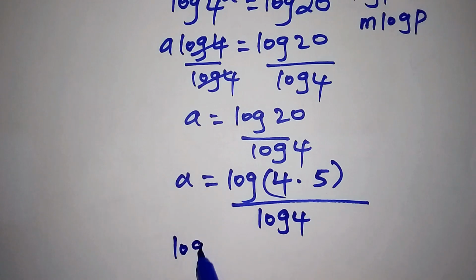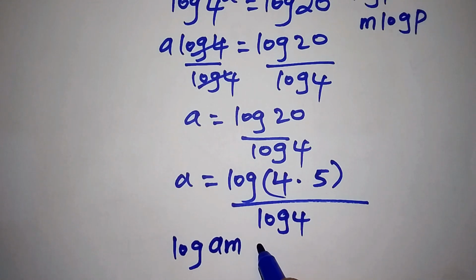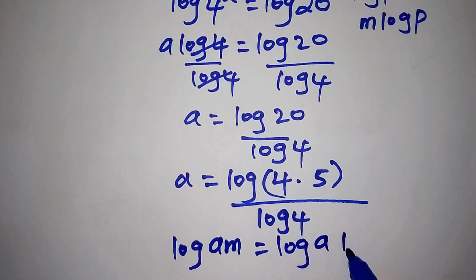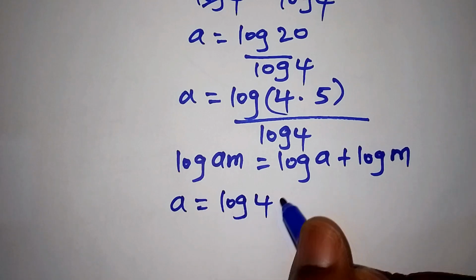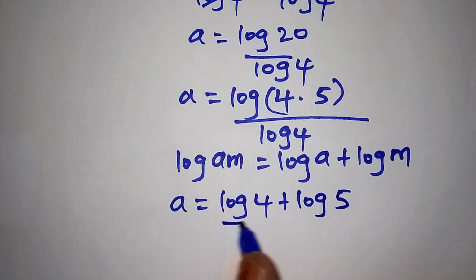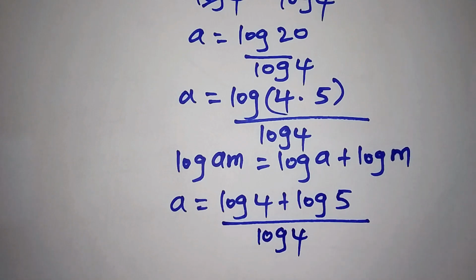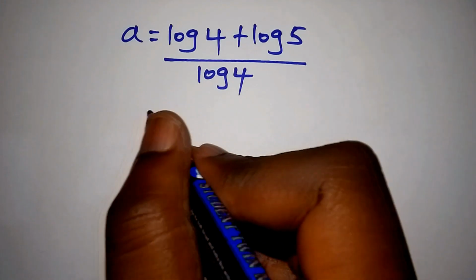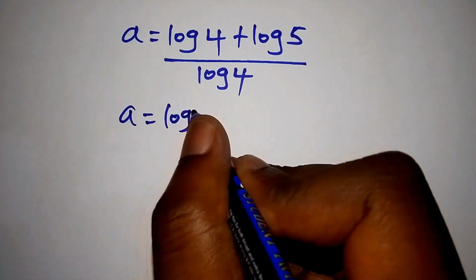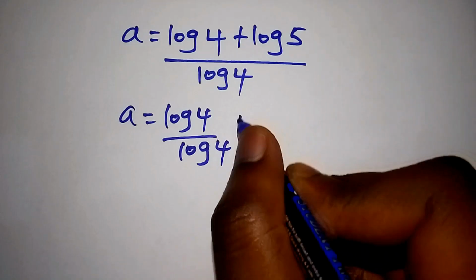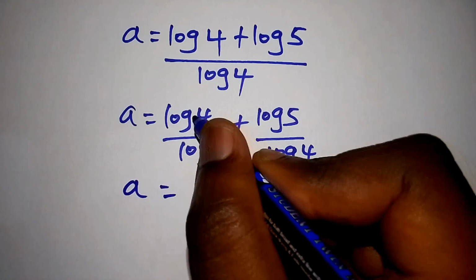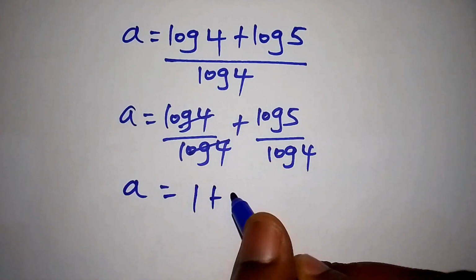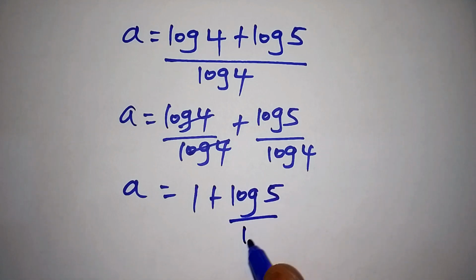So assuming that we have the log of a multiplied by m, this one can be written as the log of a plus the log of m. So now we shall have a equal to the log of 4 plus the log of 5, then all over the log of 4. So next we shall divide each by the log of 4. So a is equal to the log of 4 all over the log of 4, plus the log of 5 all over the log of 4. So now the value for a is equal to, log 4 and log 4 cancel, 1 plus the log of 5 all over the log of 4.